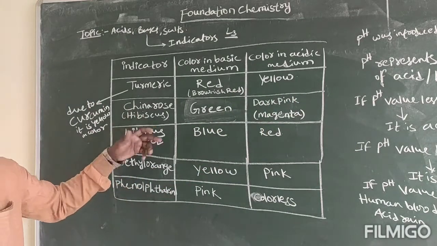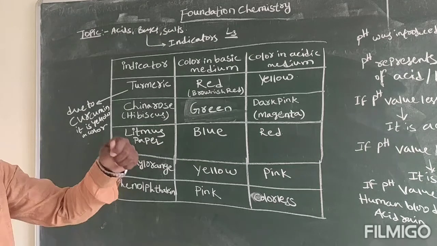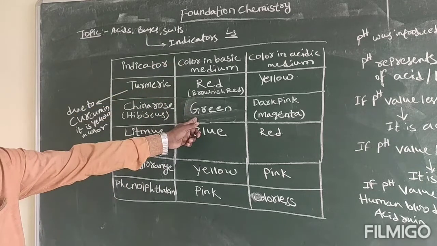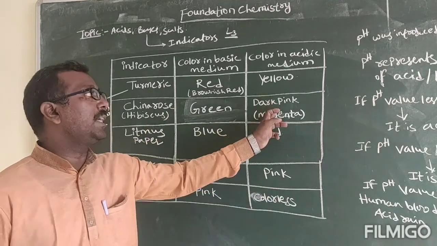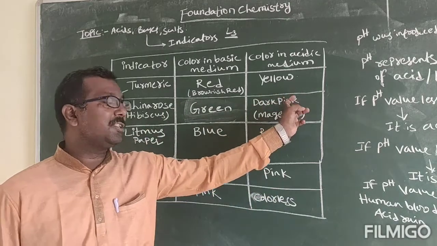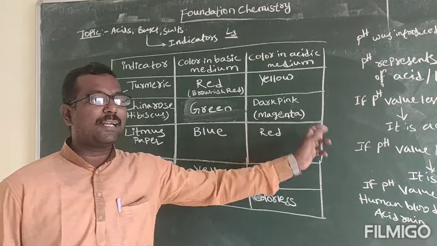Next, hibiscus. When you take hibiscus flowers and dip them in a basic medium, they change to green color. When you dip that hibiscus flower in an acidic medium, the color changes to dark pink. Dark pink we call magenta color.